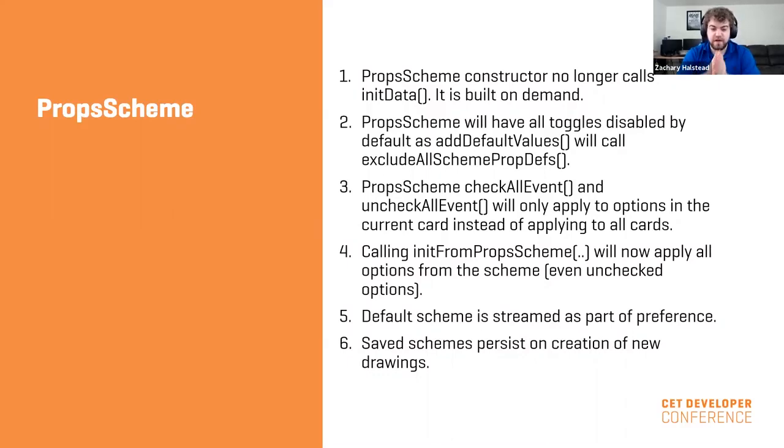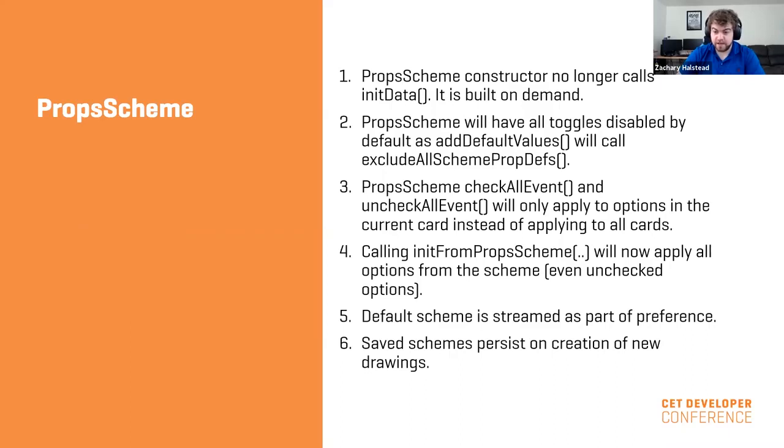Then we have calling init from prop scheme will now apply all options from the scheme, including ones that are unchecked. Then the default scheme is now streamed as part of preferences. So whenever you change the default, that will always be reflected between opening new drawings or closing CT and reopening that. So you can set up a default and not have to worry about it now, and get rid of all your undecided materials, unless you like undecided materials.